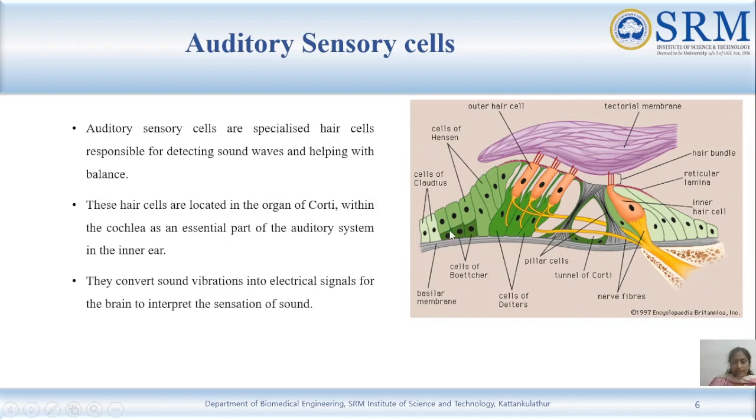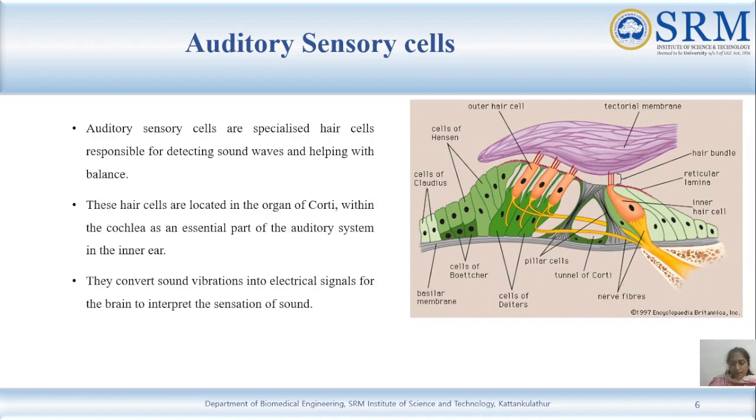So in this diagram, we can see the inner hair cell, and we can also see the outer hair cell. The inner hair cell is the primary sensory receptor which converts the sound vibration into electrical signals for the auditory nerve, and the outer hair cells are the motile cells that amplify the basilar membrane movement, and this helps to sharpen the frequency tuning.